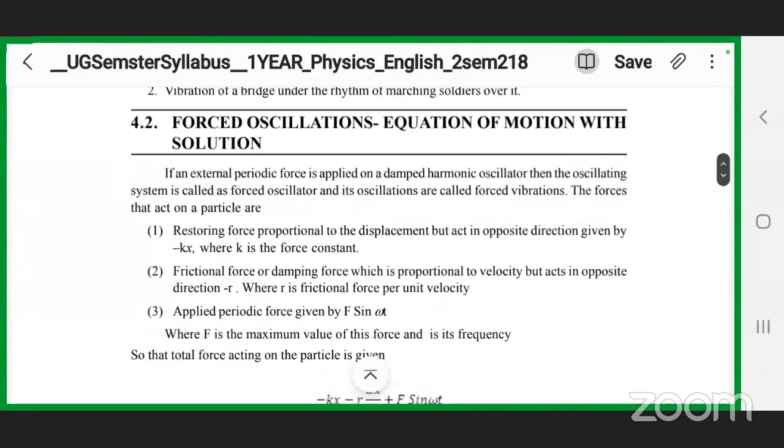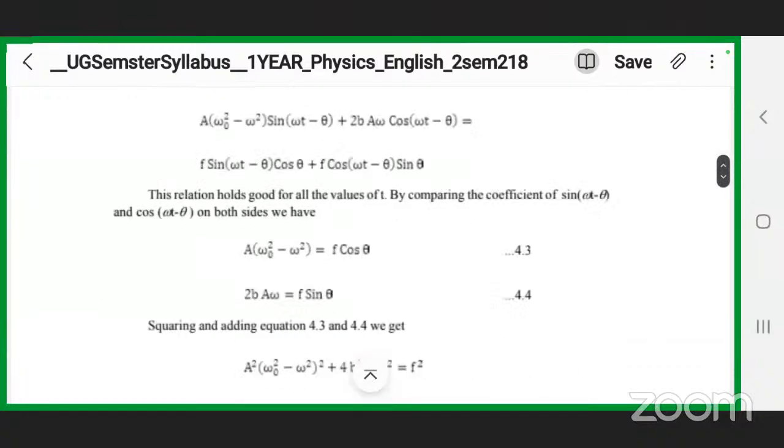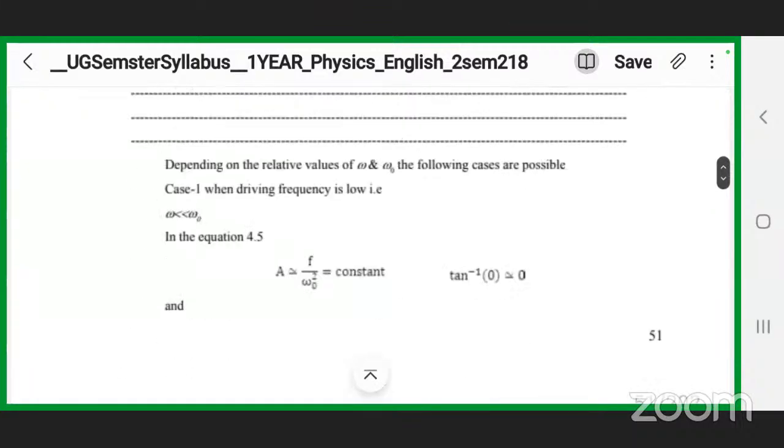Only these 3 points you have to remember. You need to say what a forced oscillator is, how many forces can be acting upon this oscillator, and by adding all these, which equals Newton's second law, F equals ma, we derive this equation. This is an important essay. Remember.